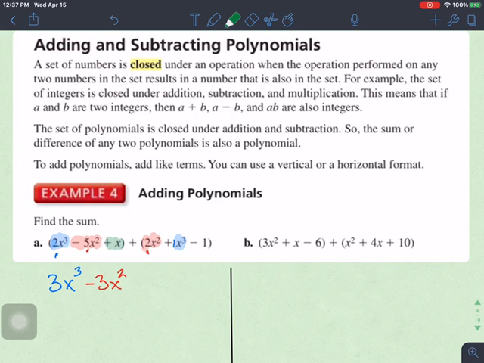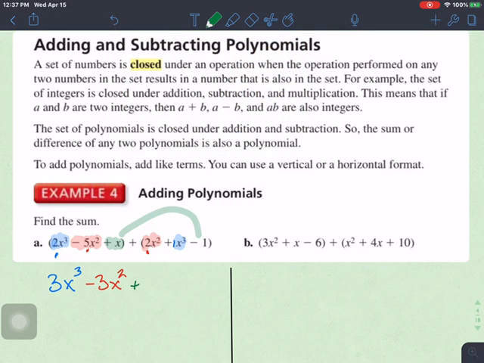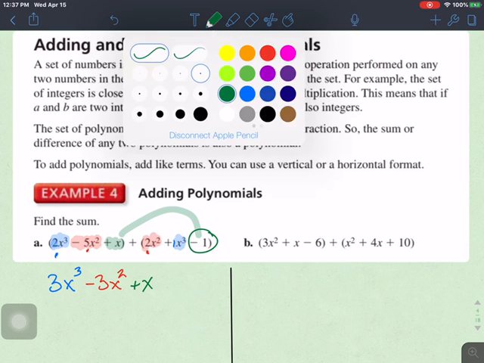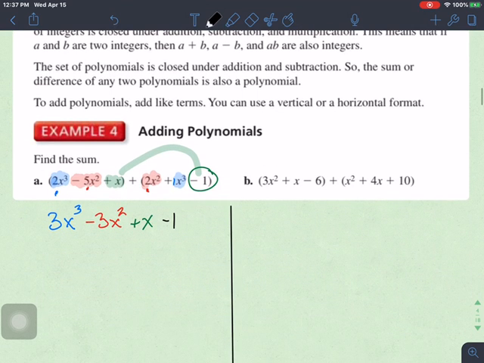Okay? What we have left over, we have an x to the first here. There's no x to the first over here. So we're just going to write that down as it exists, plus x, and then we have this minus 1 here, and we copy that down. And you'll notice that as we go through that process, this is in standard form. You'll notice we have the x to the third, then x to the second, then x to the first, and then the minus 1. So that's how we add polynomials.